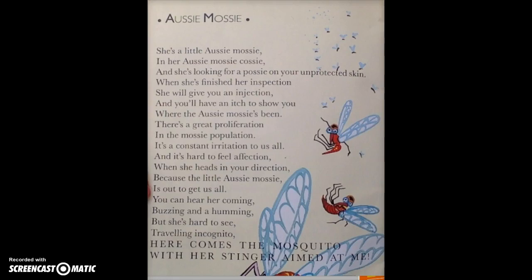Aussie Mossie. She's a little Aussie Mossie in her Aussie Mossie cosy, and she's looking for a posie on your unprotected skin. When she's finished her inspection, she will give you an injection, and you'll have an itch to show you where the Aussie Mossie's been.